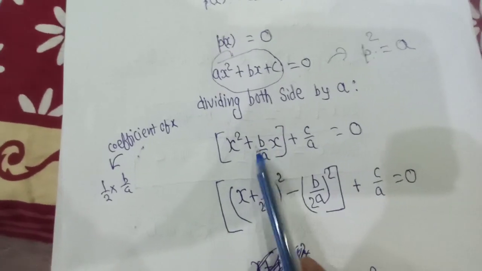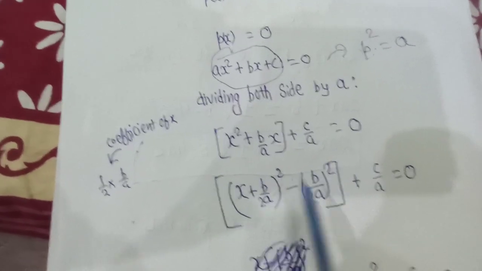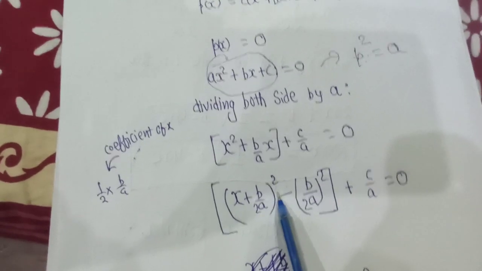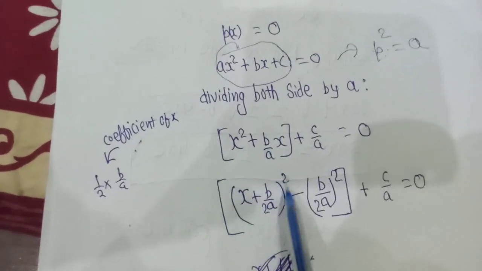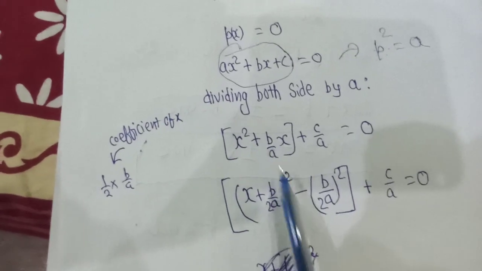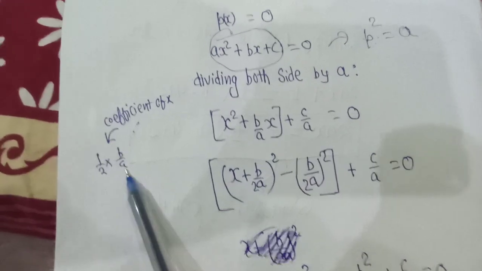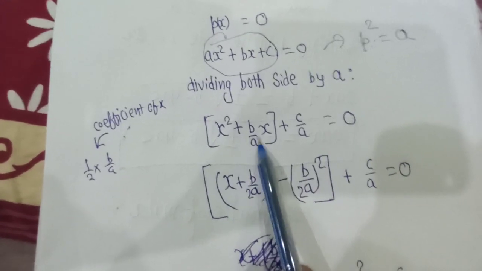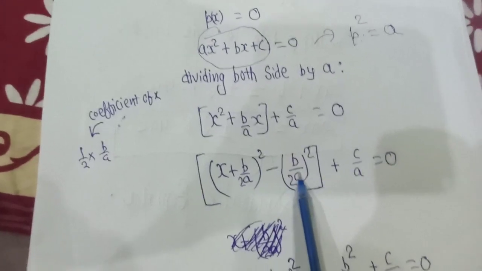We want to convert it into the perfect square form. So we want to make it in the perfect square form. So we are coming to that. So that is why we are doing this. So what we did, we simply multiply half into coefficient of x here, and we came to this point.